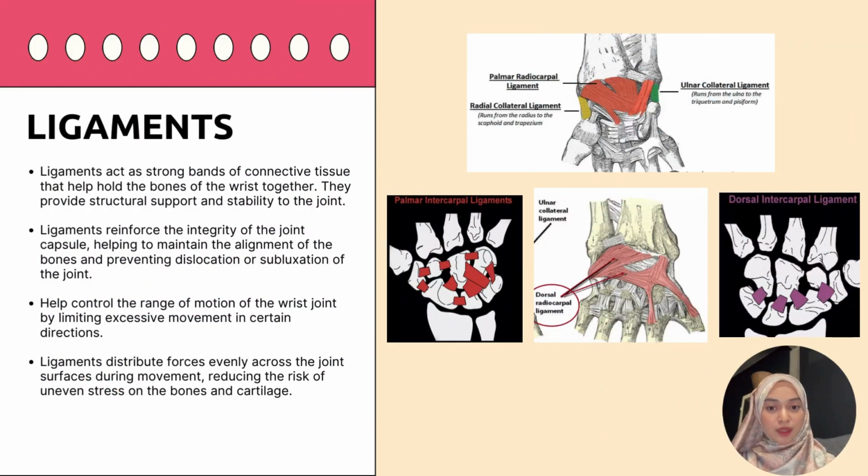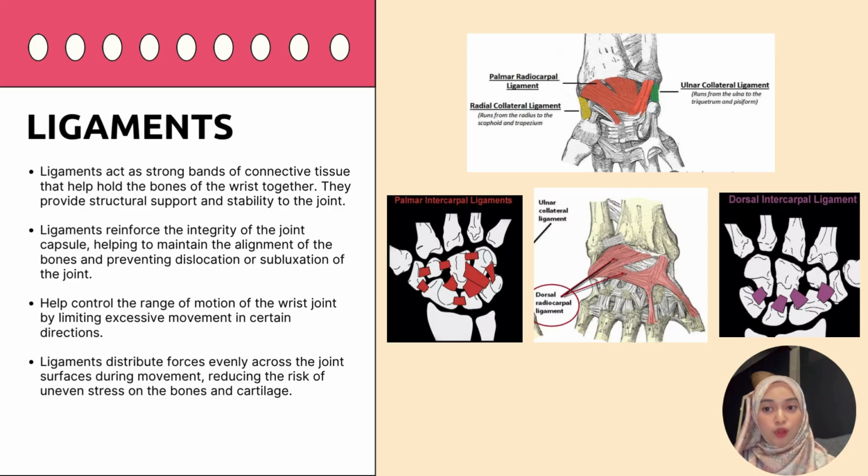Next, we move to the second part, which is the ligaments. Ligaments act as strong bands of connective tissue that help hold the bones of the wrist together. They provide structural support and stability to the joint. They also help to reinforce the integrity of the joint capsule by helping to maintain the alignment of the bones and preventing dislocation or subluxation of the joint.